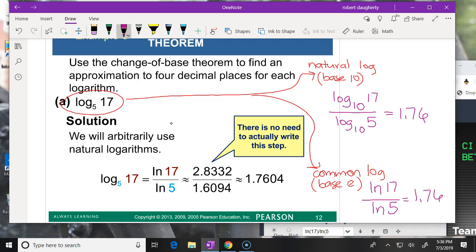So just these examples, getting used to using your calculator for log base 10, common log, base e, natural log, and when you see any other base, you'll need to convert it to one or the other. You'll use the change of base for log base 10 or log base e to evaluate that.